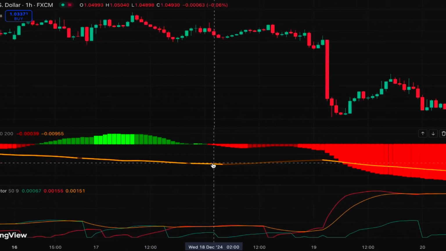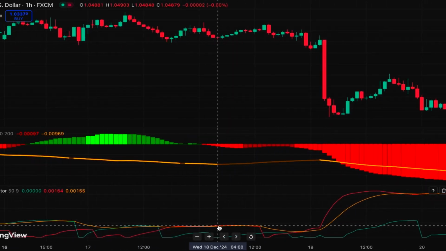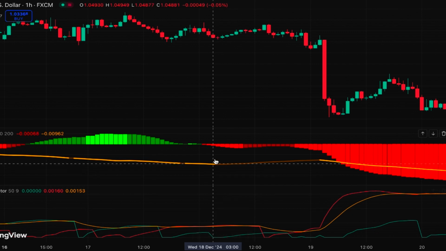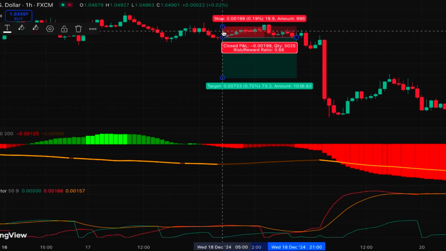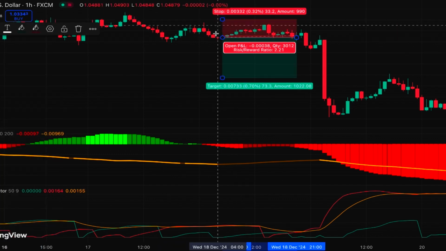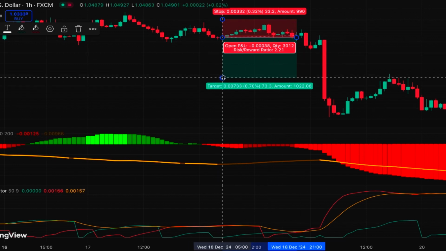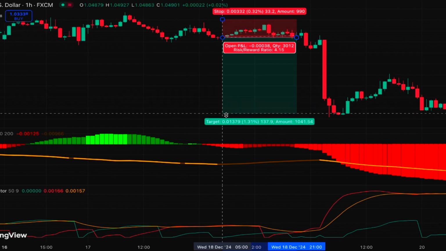We wait for the times that we have a red line above the orange line, and at the same time the histogram is red. So here the sell signal is confirmed, and we can enter a short position at this point when this new candle is opened. The stop loss above the previous swing high, and as you can see, this is a very profitable trade where the price declined down to this point.